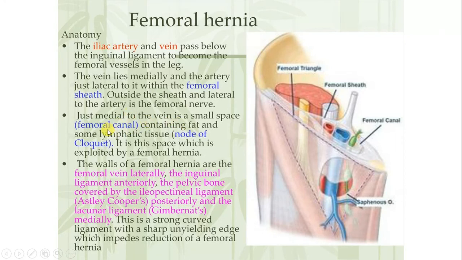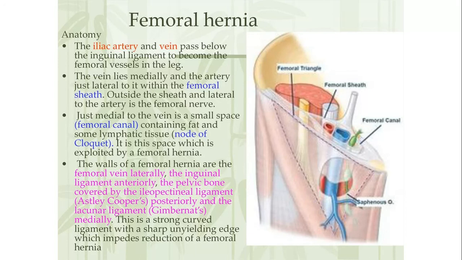Space just medial to the vein is the femoral canal. Fat and lymphatic nodes are there. So the wall of the femoral canal will be formed by the vein laterally, the inguinal ligament anteriorly, the pelvic bone covered by the iliopectineal ligament posteriorly, and the lacunar ligament, which is very important, also called Gimbernat's ligament, medially. Actually, it is an extension of the inguinal ligament over the pectineal line. It resembles a lacuna, a moon-like shape, that's why it is called the lacunar ligament.